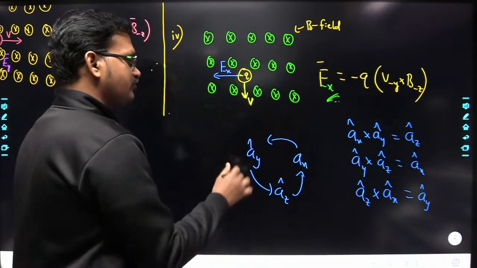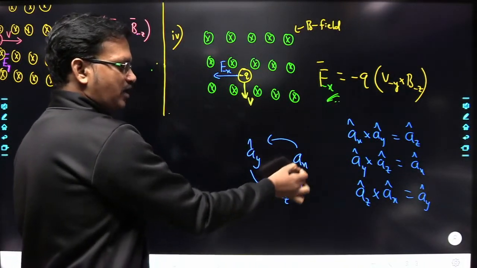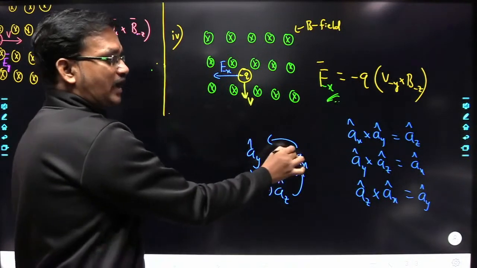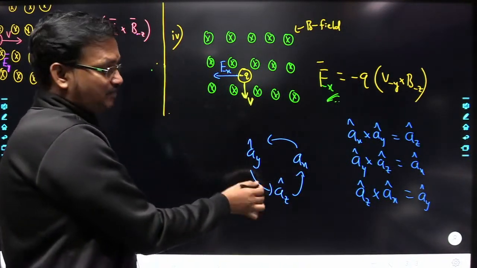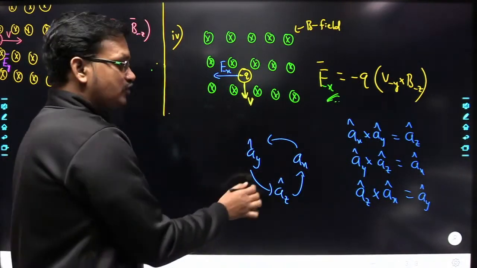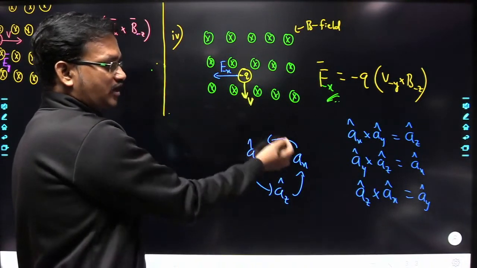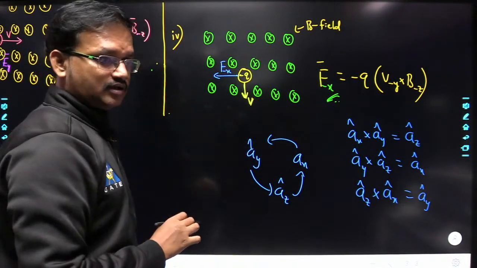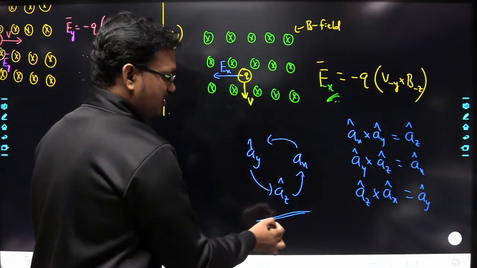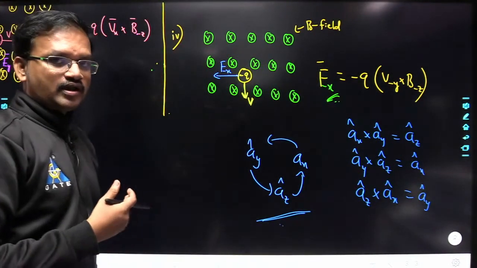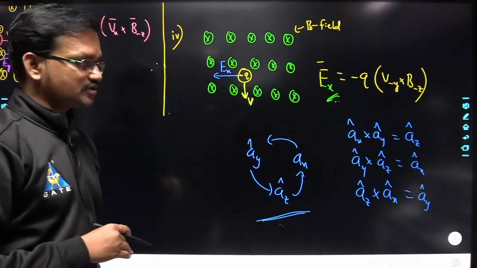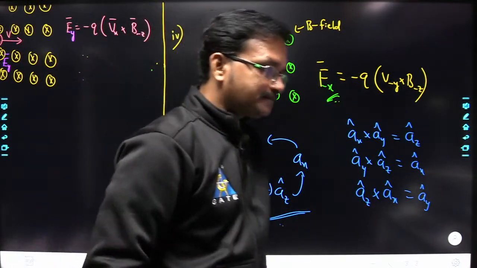So if you do a_y cross a_x, you have to get minus a_z. If you do a_x cross a_z, you have to get minus a_y. Understood? If you do a_z cross a_y, you have to get minus a_x. Right? Okay, so remember this one here. I have told all this, the right hand rule and everything, while dealing with coordinate systems, right? Okay.